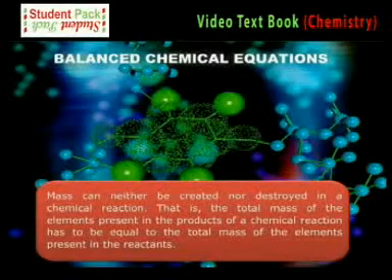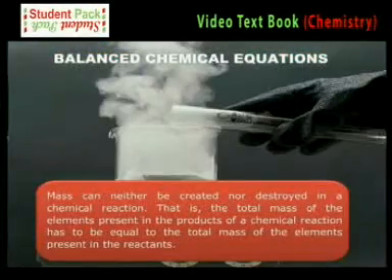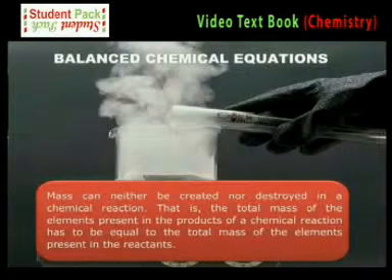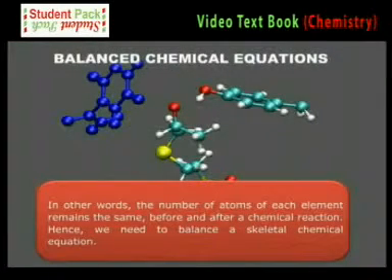The law of conservation of mass states that mass can neither be created nor destroyed in a chemical reaction. That is, the total mass of the elements present in the products of a chemical reaction has to be equal to the total mass of the elements present in the reactants. In other words, the number of atoms of each element remains the same before and after a chemical reaction. This is the reason why we need to balance a skeletal chemical equation.